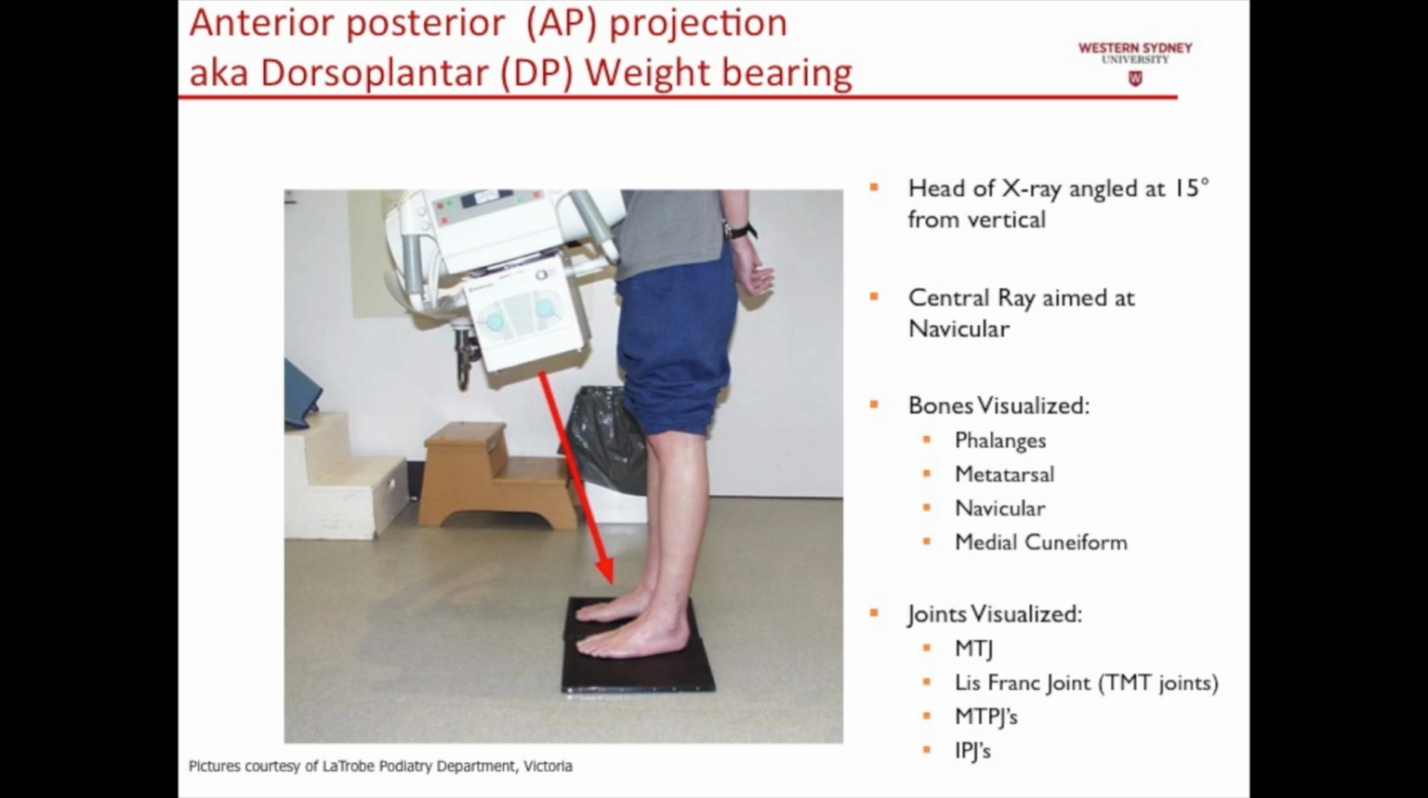In this slide, we can see the typical setup for ascertaining a view. What we can see is we have our radiation source. We can see the direction of the X-ray beam. We can see the imaging receptor, which is the X-ray film, which in this case is under the weight-bearing foot. This is an example of an anterior-posterior projection taken in a weight-bearing position to give a dorsal plantar weight-bearing view.